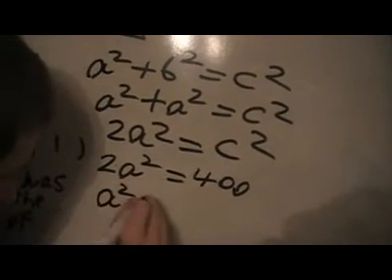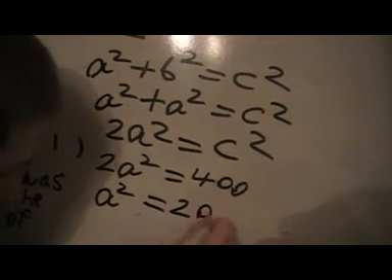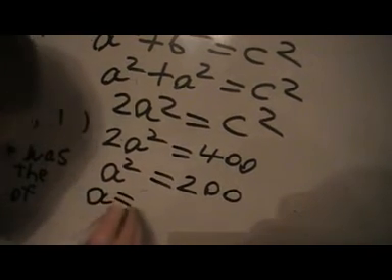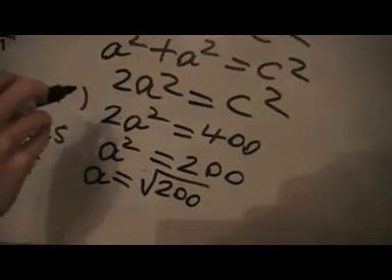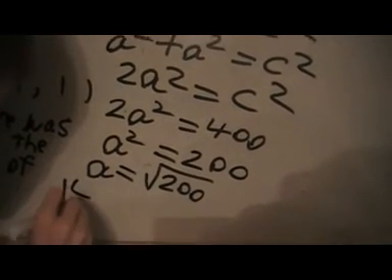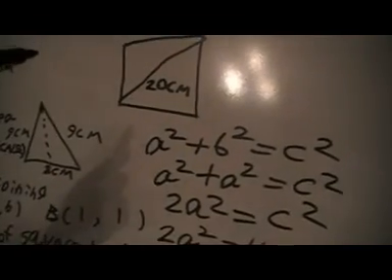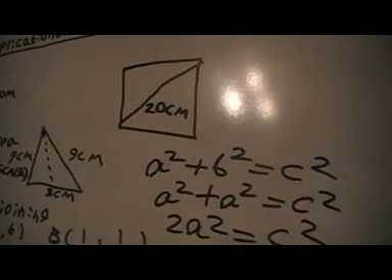So then we know that a squared is 200 just by dividing both sides by 2 here. And then you just square root both sides. So you get a is the square root of 200, which to two decimal places would be 14.14 centimetres. So each length of this square here would be 14.14 centimetres.